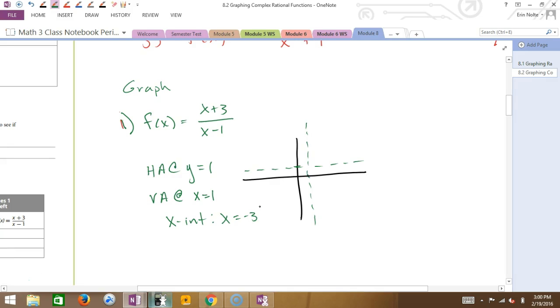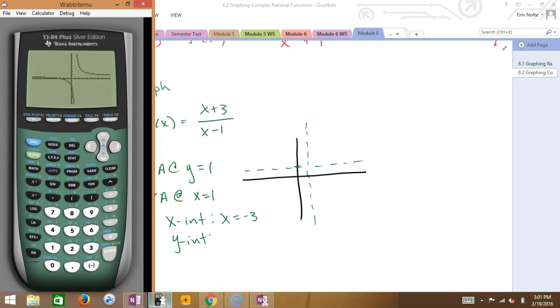Okay, so very simply, if you set the top equal to 0, that gives you x-intercepts. Maybe write that down in your notes. X-intercepts are found by setting the top equal to 0. So, anybody know how I find the y-intercept? Good guess, but no. That's how you get the vertical asymptote, silly.